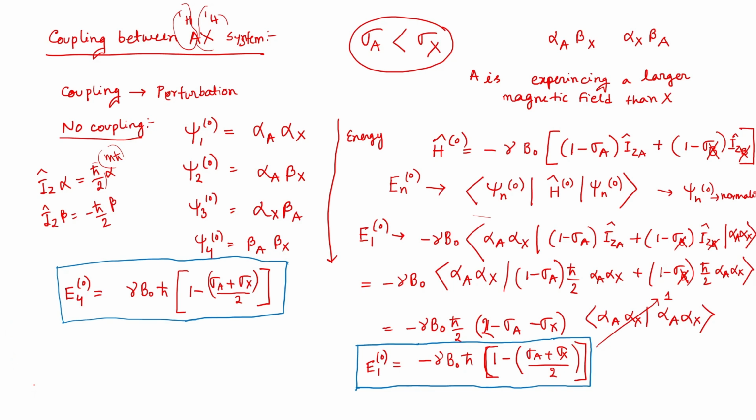Okay. Now we are going to guess or calculate the value of energy for psi 2 and psi 3 naught. Okay. So energy of psi 2 naught is going to be alpha A beta x, right?